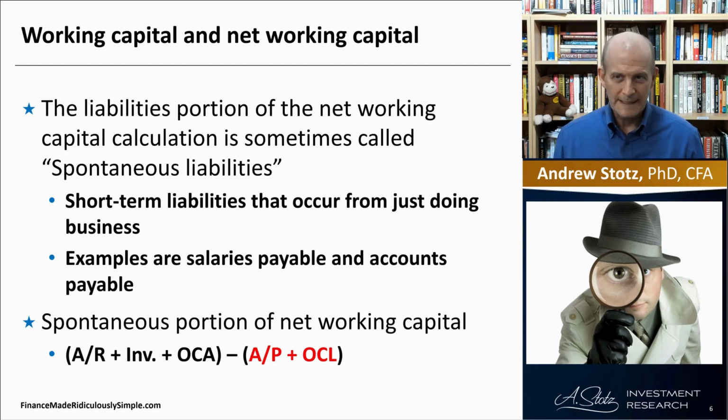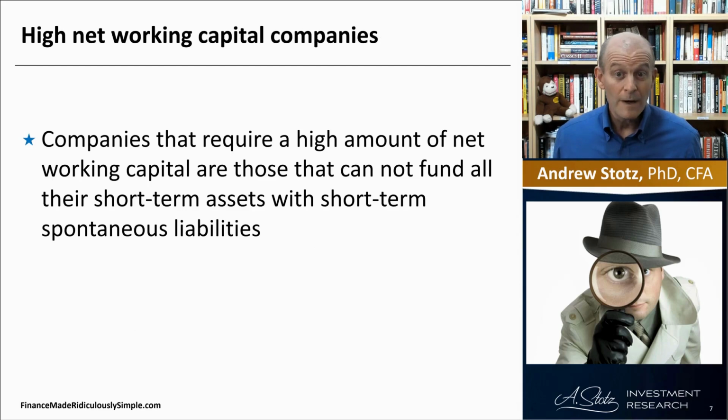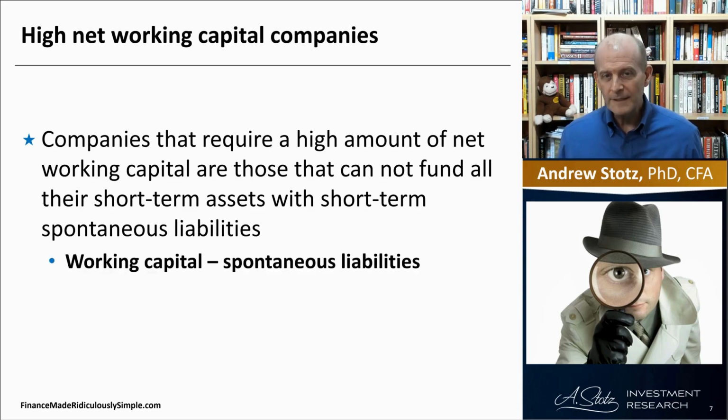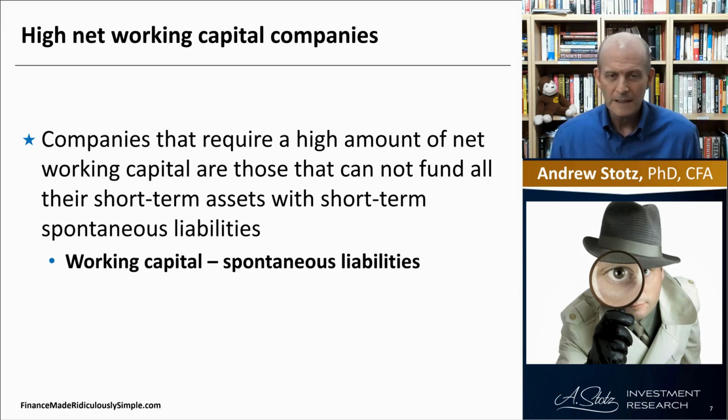Let's look at some examples of high net working capital companies. Companies that require a high amount of net working capital are those that cannot fund all their short-term assets with short-term spontaneous liabilities. So if we look at the calculation of working capital, these are the assets, or we could even call them spontaneous assets, but I don't call them spontaneous assets because I want you to think about these as strategic assets. These are the strategy that you're pursuing in inventory, in accounts receivable. And that's the reason why I don't call the assets spontaneous assets.